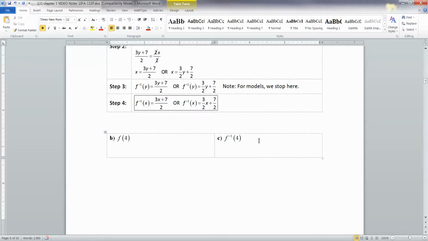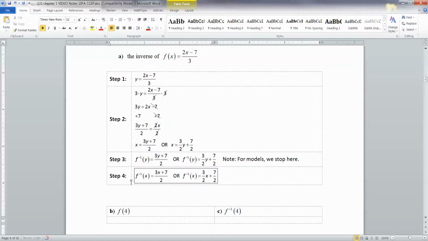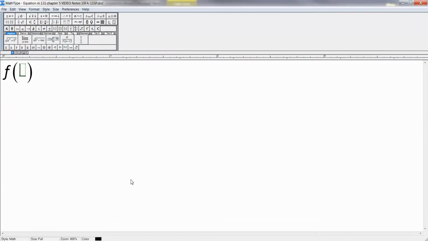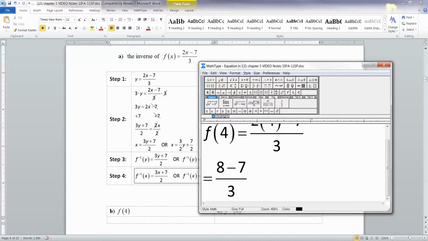All right, now f of 4 and f inverse of 4. Now, they look very similar, but they are not the same. Letter B wants you to take 4 and put it into the function f, which was your original function. So you're going to have to do f of 4, it was 2 times 4, I forget, minus 7 over 3, which you don't even need a calculator for. That's 8 minus 7, at least you shouldn't need a calculator for it, over 3, which is 1/3. Done.